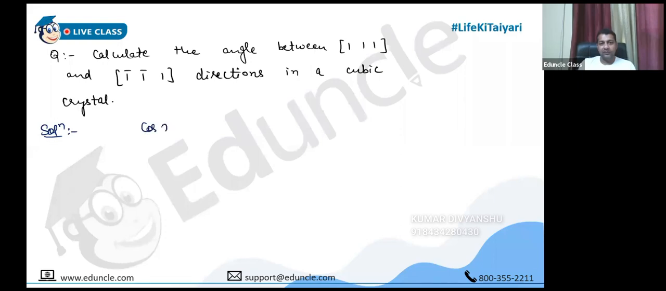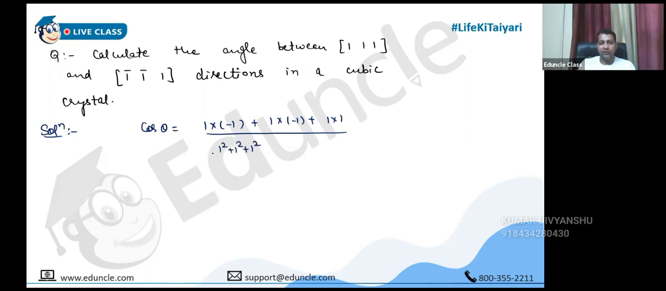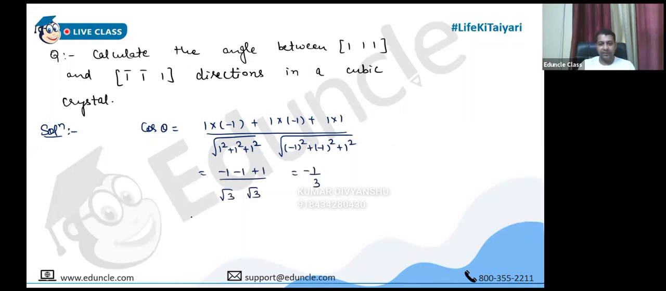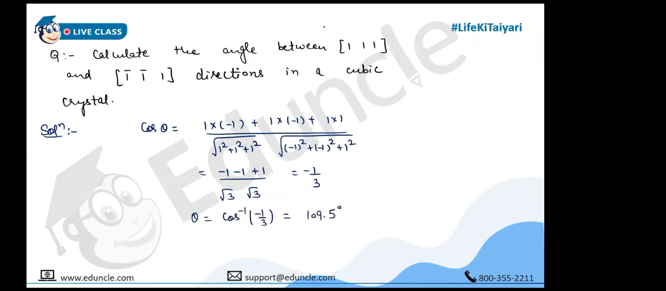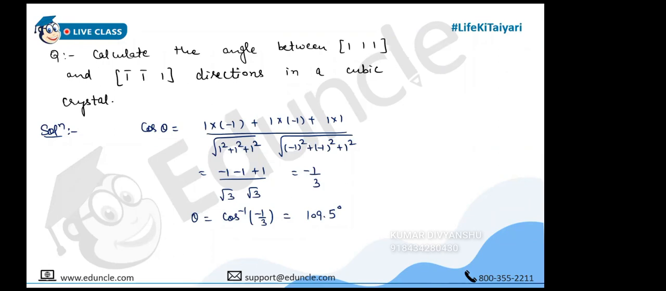So again, the formula. 1 square, 1 square, 1 square, minus 1 square, minus 1 square, 1 square. So this will become minus 1 plus 1, root 3, root 3. So minus 1 by 3. So theta is cos inverse minus 1 by 3. How much? Is it 109.5 degrees? Yes, sir. Please check everyone. So now can you calculate the angle between any directions in a cubic crystal? Yes, sir.